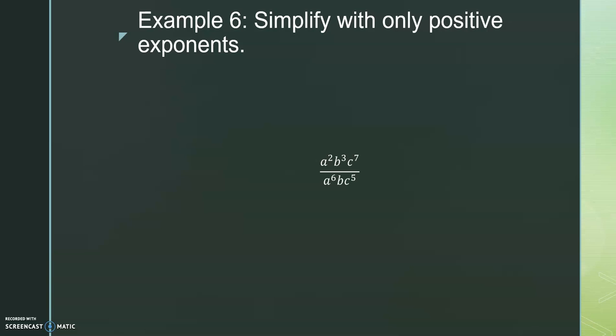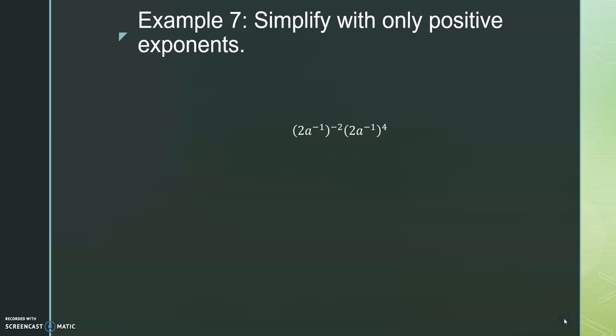2 a's in the numerator, 6 in the denominator, leaves 4 in the denominator. 3 b's in the numerator, 1 b in the denominator, leaves 2 b's in the numerator. And 7 c's in the numerator, and 5 c's in the denominator, leaves 2 in the numerator. B to the second, c to the second, divided by a to the fourth.